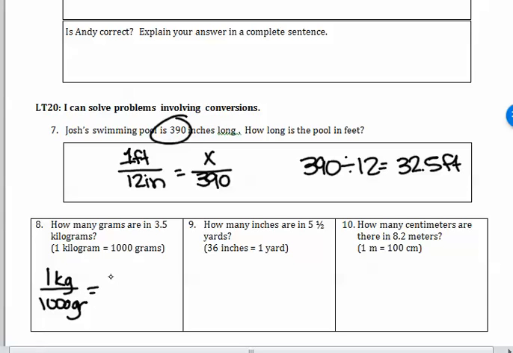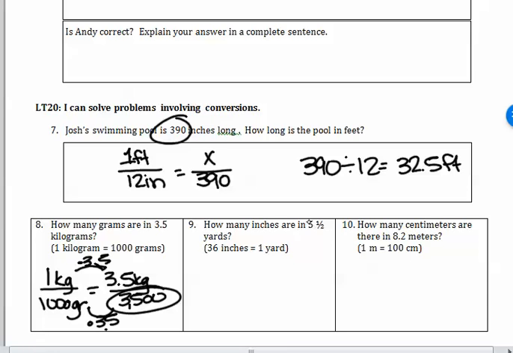Okay, down here on number 8, 1 kilogram is 1,000 grams. So we want to know how many are in 3.5 kilograms. So multiply by 3.5 and we get 3,500.